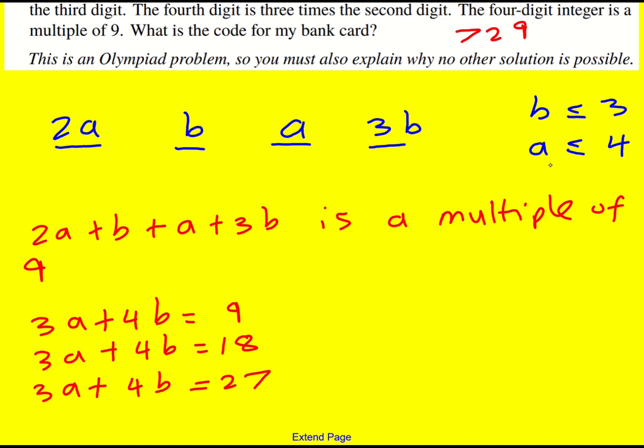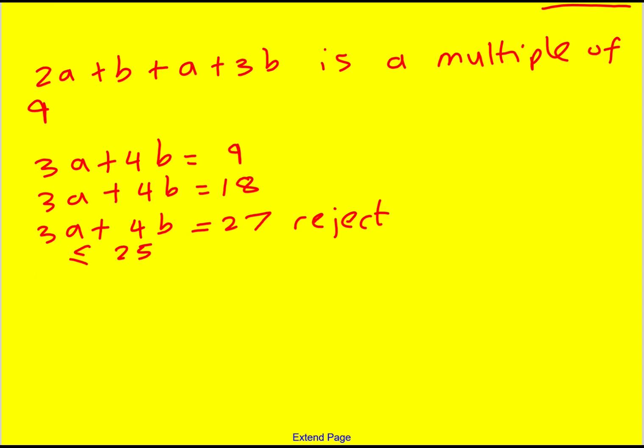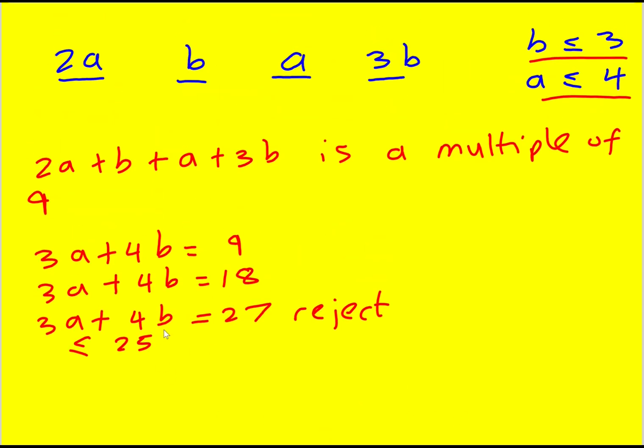Although to be fair, because B has to be less than or equal to 3 and A less than or equal to 4, immediately the left-hand side is going to have to be less than or equal to 9 plus 16, which is 25. So I can reject this one, and I can also reject 36. If you don't see that, then the process I'm about to give you would still work.